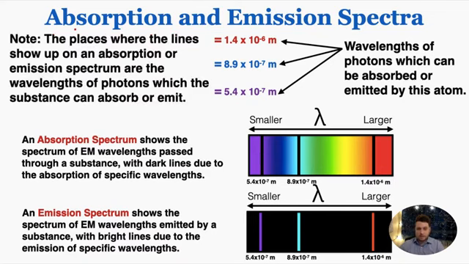You can see that the places where the lines show up on an absorption or an emission spectrum are the wavelengths of photons which the substance can absorb or emit. In the last lecture, we learned how to find the energy, frequency, and wavelength of any photon that an atom can absorb or emit. And here you can see that these spectra diagrams show us those wavelengths that the atom can absorb or emit, physically showing up on a chart we can make of all possible electromagnetic waves passing through or emitted from the substance.